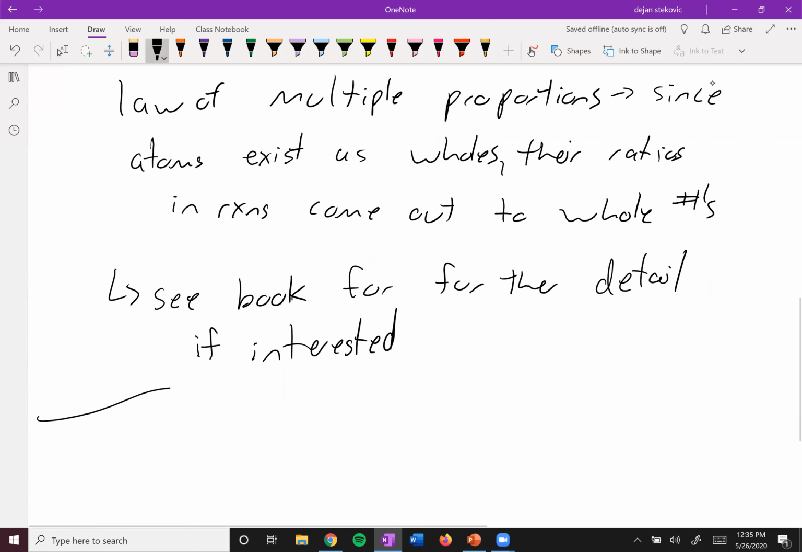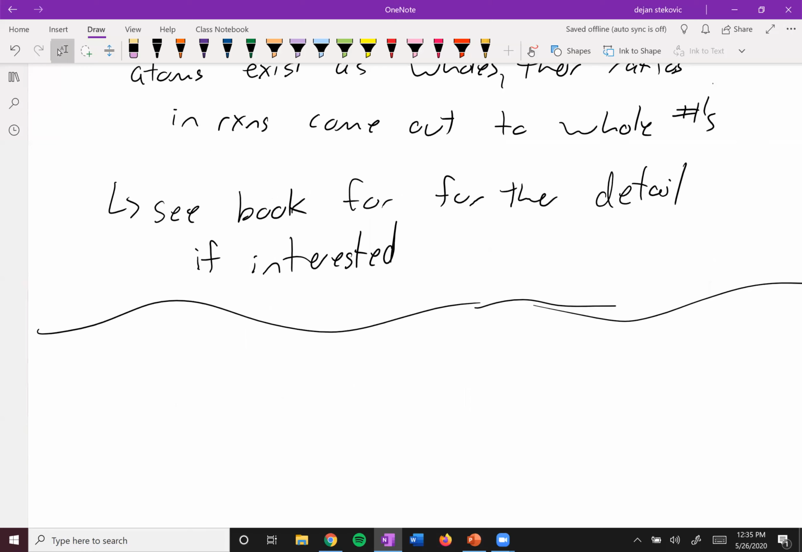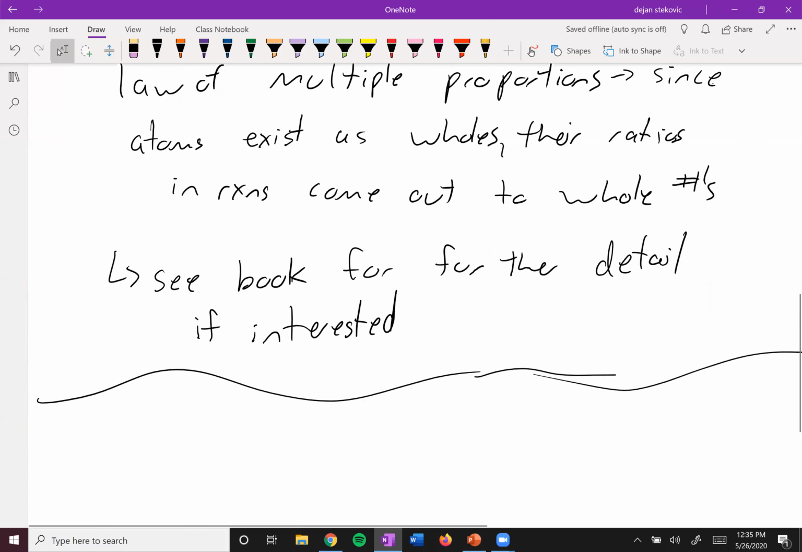And then finally, another thing that you'll see in your book is the history of how the parts of the atom were discovered. If you'd like to read through that, go ahead, go through the book. We won't cover it in class, and I won't test you on anything like that. We're going to learn the science, not the history behind it.